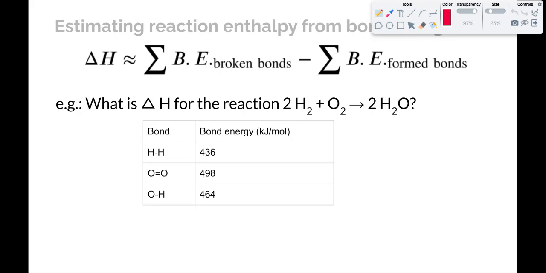What is the enthalpy change for the reaction of two H2s reacting with an O2 to make two water molecules? In order to be able to quantify this, we're going to have to figure out what bonds are exactly broken. So we're going to have an H-H bond and another H-H bond, because we have two H2s. And then we're going to break an O double bond O. Later on we'll figure out why that's double bonded, but for now that's off the chart. That's the only one that we have. So that's the energy that's coming in from the broken bonds.